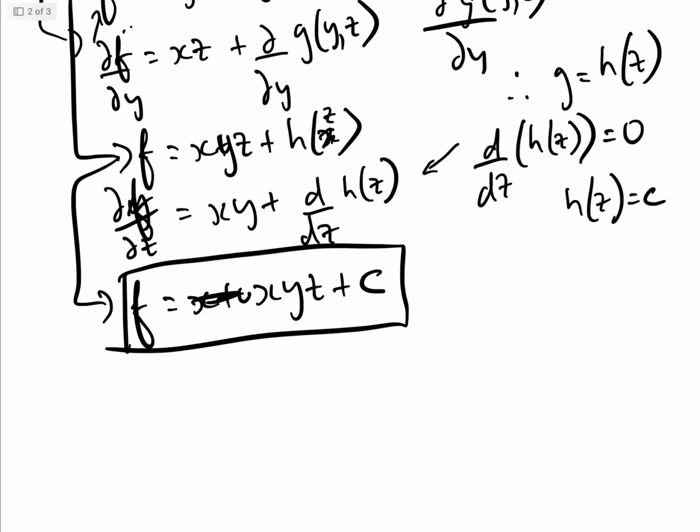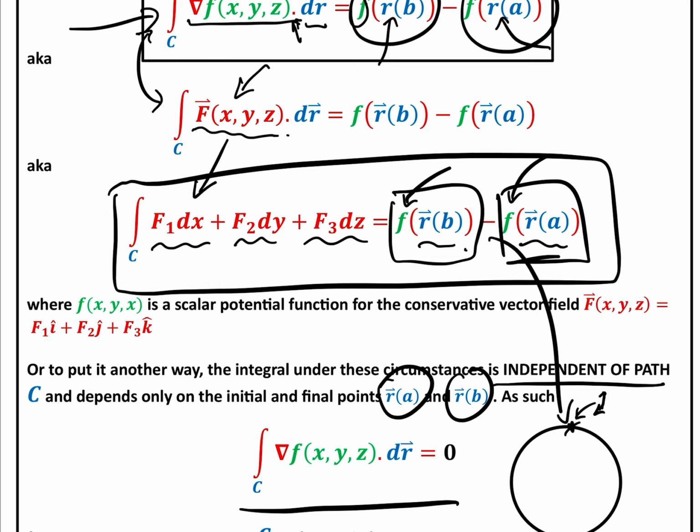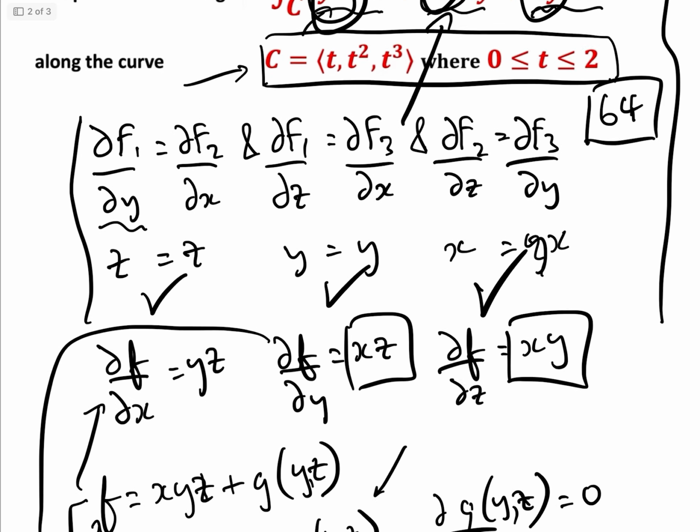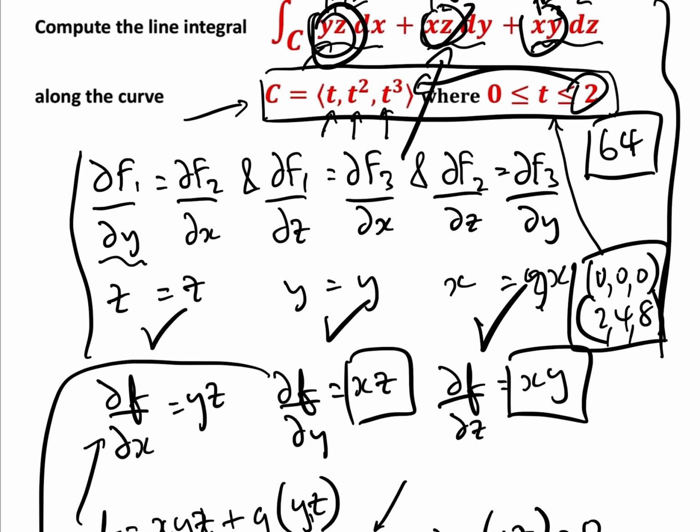Okay, so now by the fundamental theorem of calculus for line integrals, we are going to use this one here. Basically, we have our f. All we need to do now is input r of b and r of a on our scalar potential function. Looking at r of b, when t equals 0, our initial point will be 0, 0, 0. And our end point will be putting 2 into there, which will be 2, 4, 8. So that's our initial point and our end point.